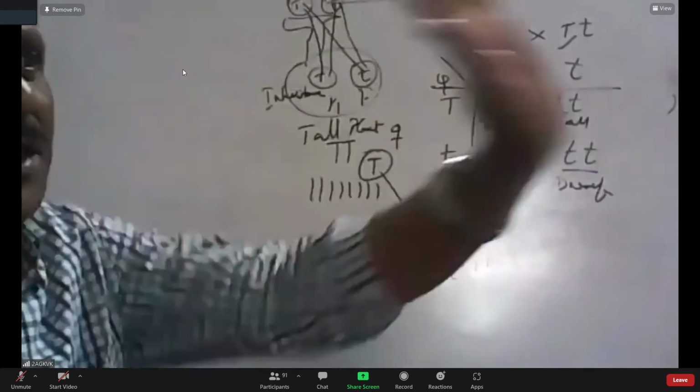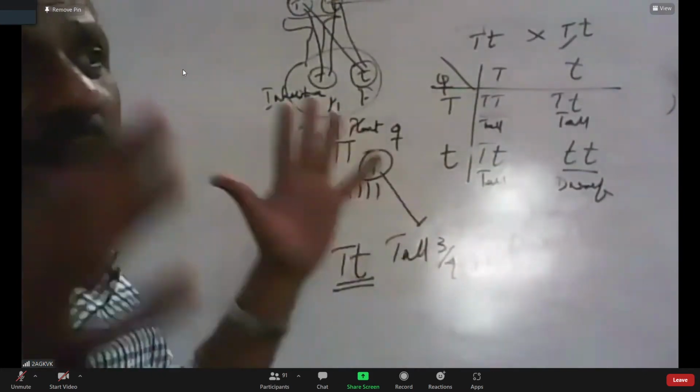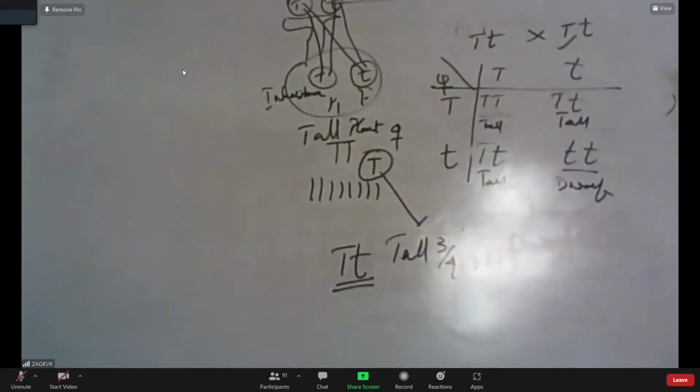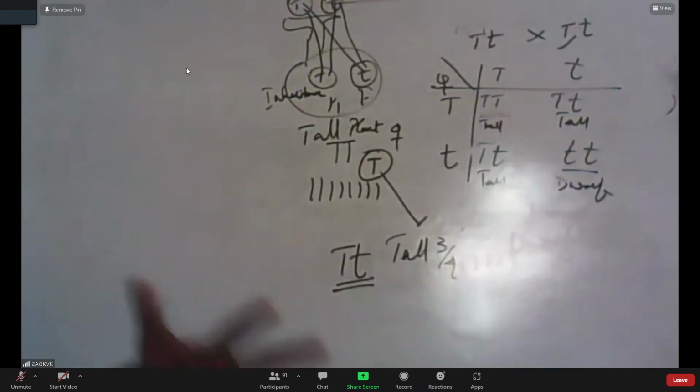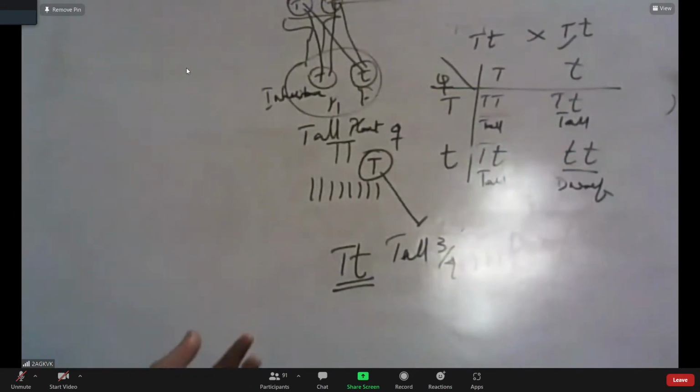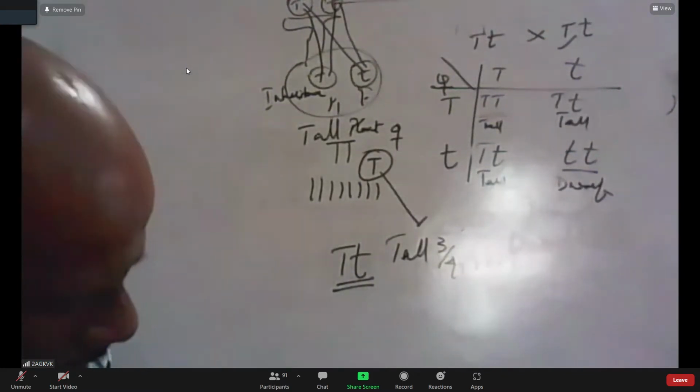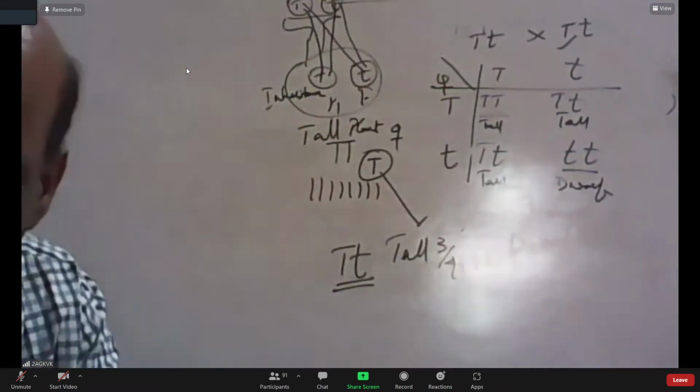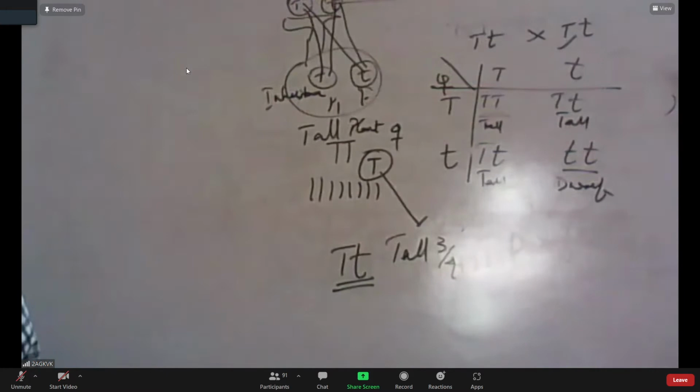Now, don't restrict your understanding to only 4 plants. There could be a large number of eggs in a plant, and a large number of pollen in a plant. So, a large number of eggs can unite with a large number of pollen. And for every 4 plants, 3 will be tall and 1 would be dwarf. Now, say for example, if I have 400 plants from this, how many plants are expected to be tall? 300. 300 are expected to be tall and 100 are expected to be dwarf. Clear?